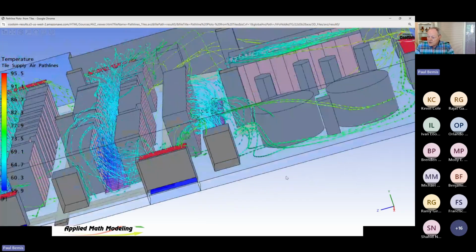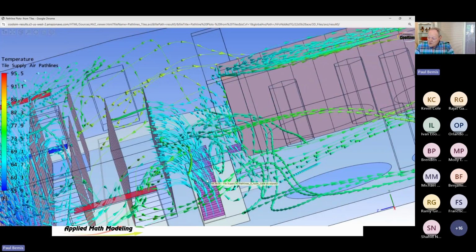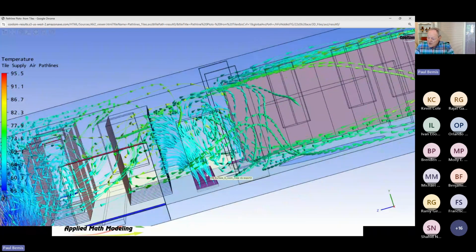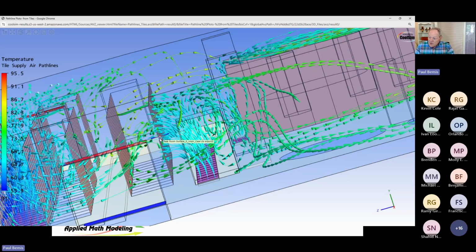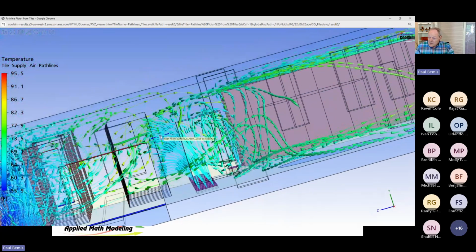So the way it's supposed to look is over here. And I can hide some of these things so you can see a little better. But you're supposed to have the air come up out of the floor. By the way, that was a right mouse click in case you're following along. You can come up out of the floor and go into the server, and they should stop right there. That's it. It should just come up out of the floor and into the server.